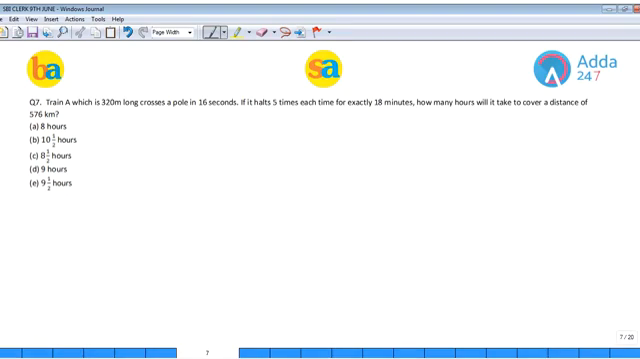Question number 7. Train A, which is 320 meters long, crosses a pole in 16 seconds. If it halts 5 times each time for exactly 18 minutes, how many hours will it take to cover a distance of 576 km? So speed of train is equal to 320 upon 16. 320 is the length of the train and 16 is the time that it takes to cross a pole. So that will be equal to 20 meter per second.